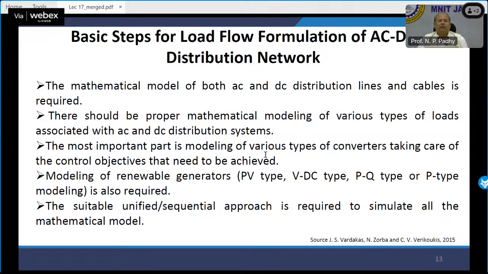So the most important part is modeling of various types of converters, taking care of the control objective that needs to be achieved. Modeling of renewable generations, PV type, VDC, PQ type, P modeling is also required. A suitable unified sequential approach is required to simulate all the mathematical models.